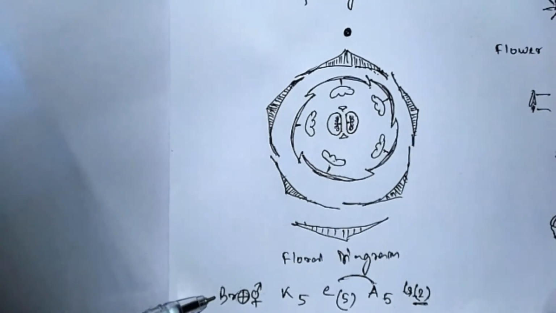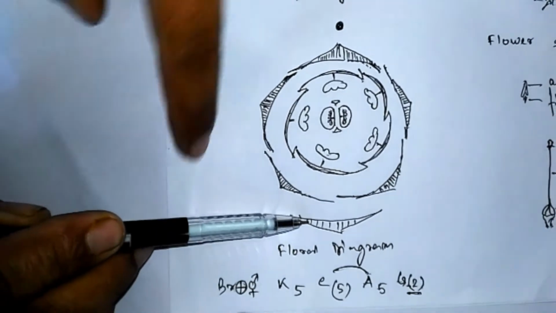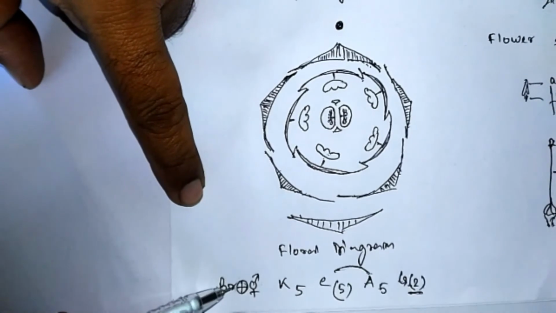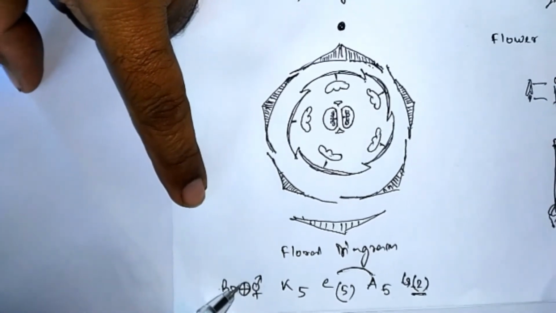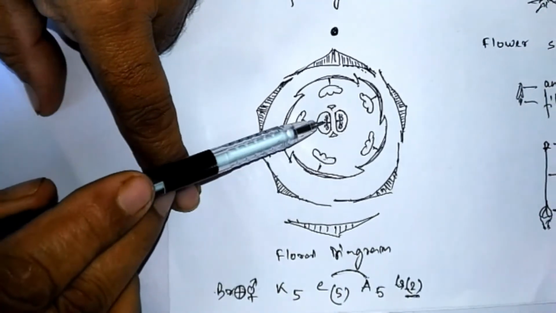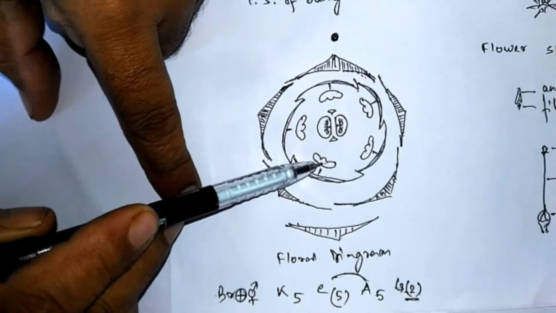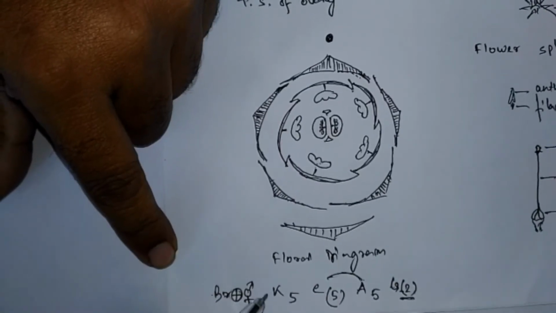This is the floral formula. In the flower, bract is present, so BR. The flower is actinomorphic, hence this is the sign of actinomorphy. The flower is bisexual, male structure, female structure, so it is the sign of bisexual.